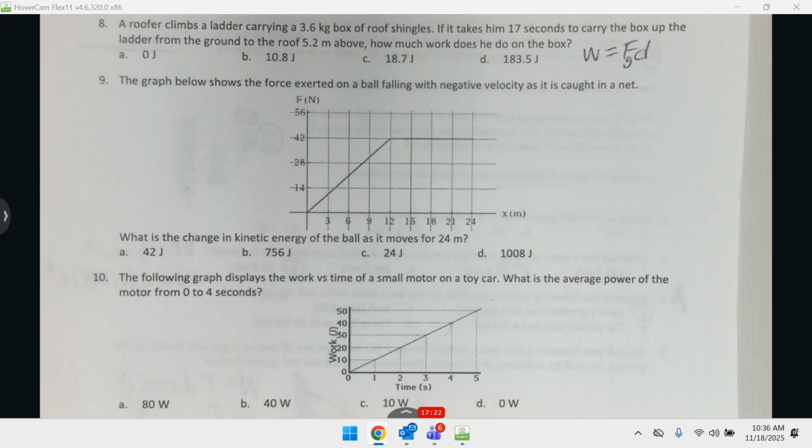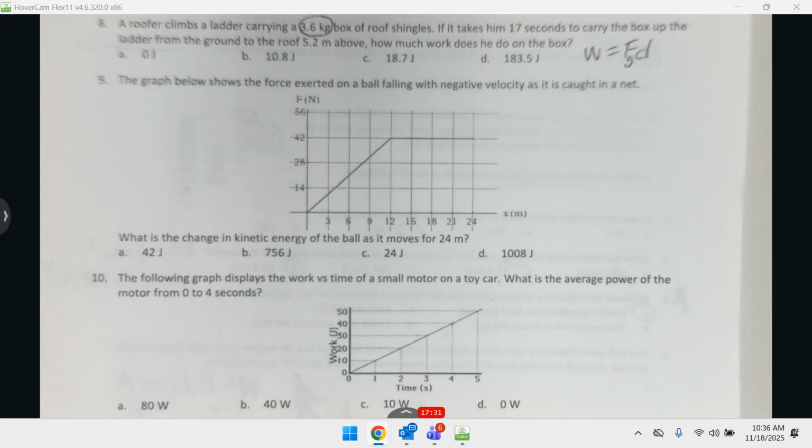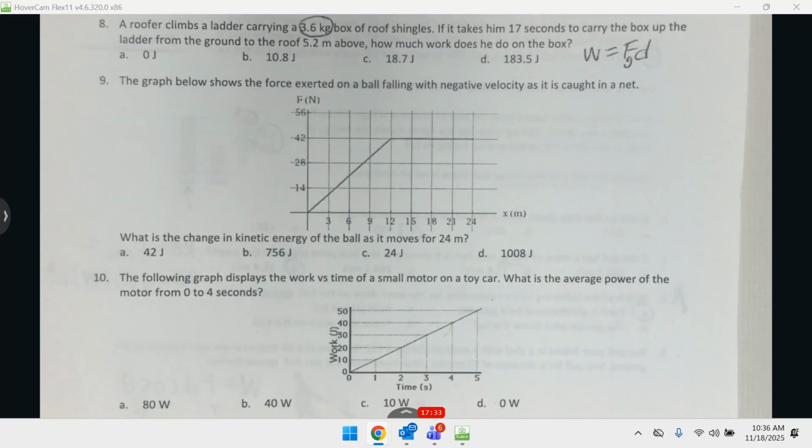Okay, so Fg is mass times Earth's gravitational acceleration. They give me the mass. I just have to multiply that mass times 9.8, and that's the force I need to use, because they don't tell me the force. But again, write this down so you don't miss it tomorrow in case it shows up. If you are lifting something, the force you're using is equal to the weight of the object. So multiply the mass in kilograms times 9.8.